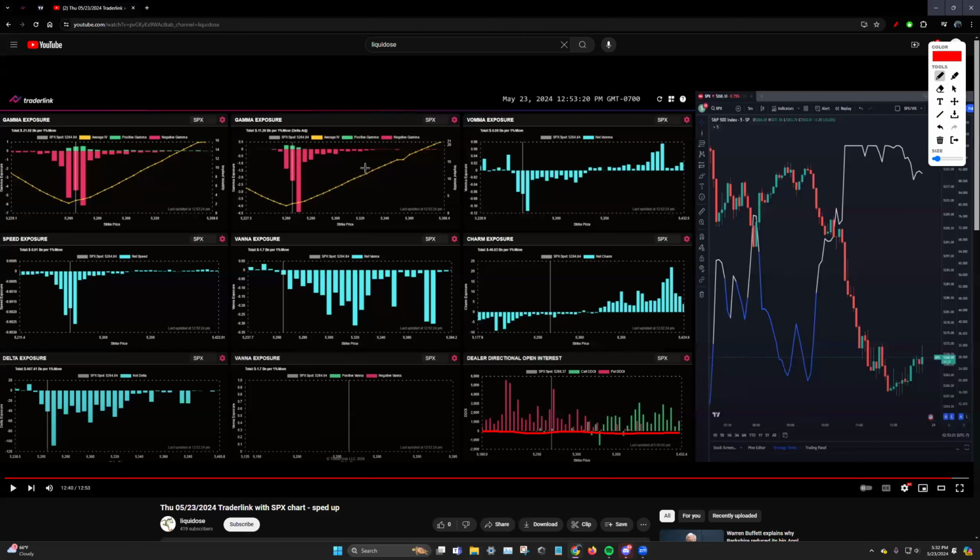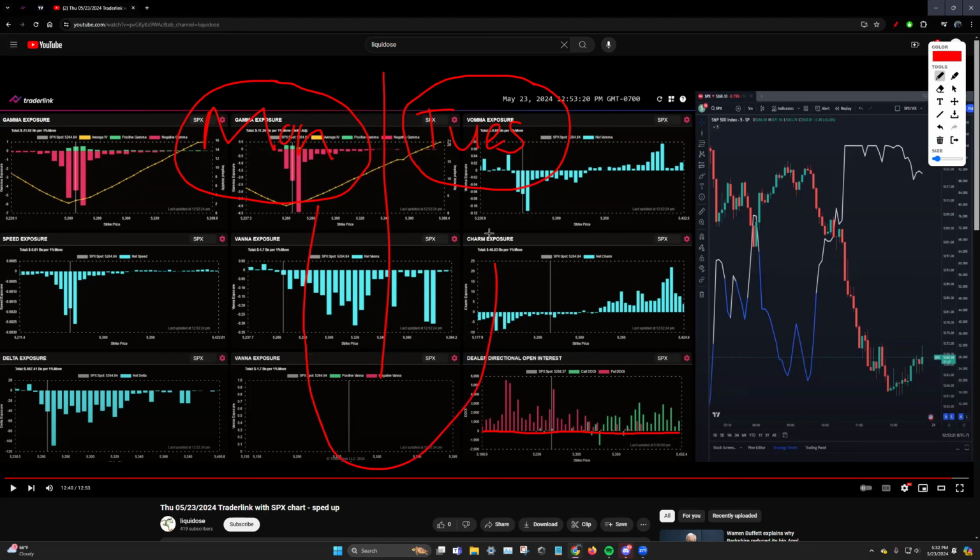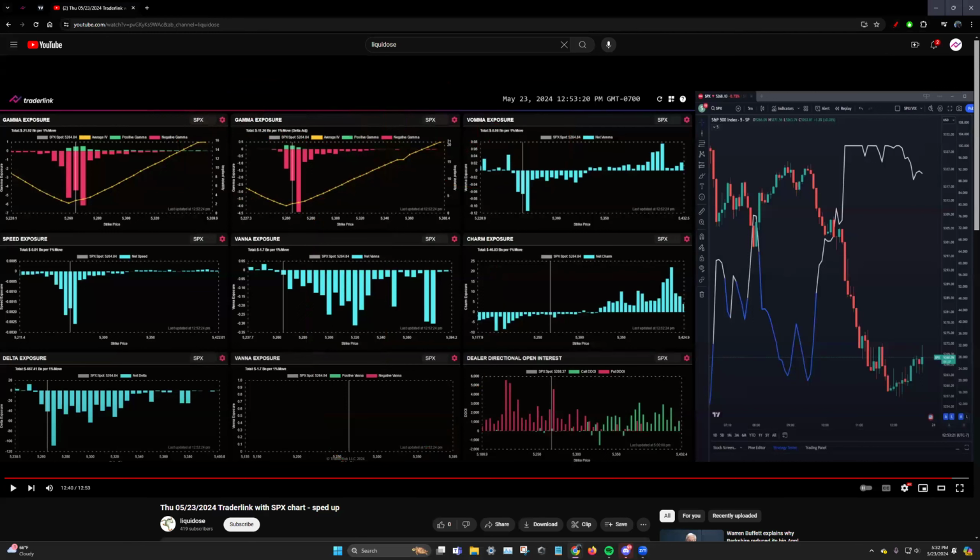Okay, hold on. Let me math it out. So this is Tuesday. This is Monday, right? It takes the end of Monday's close of open interest and populates the options chain on Tuesday with the open interest. But yeah, so it's not live open interest.